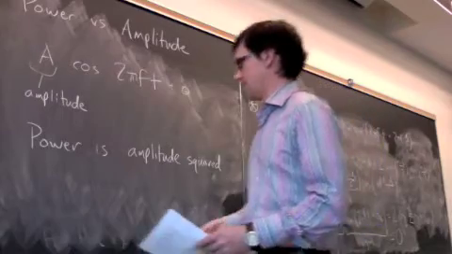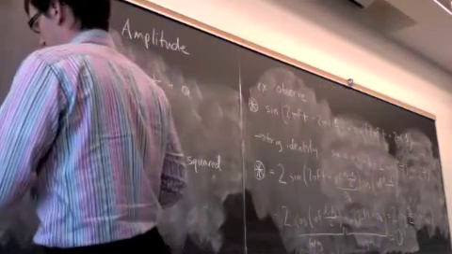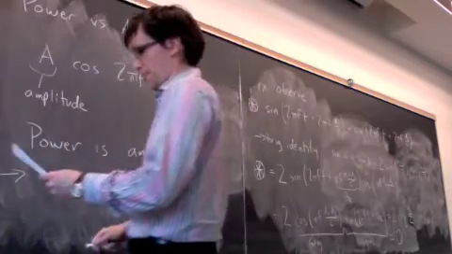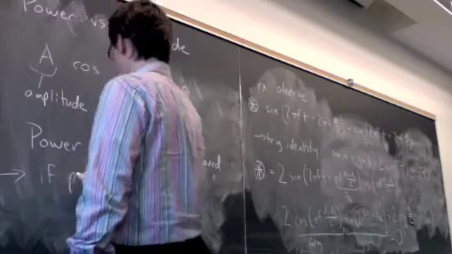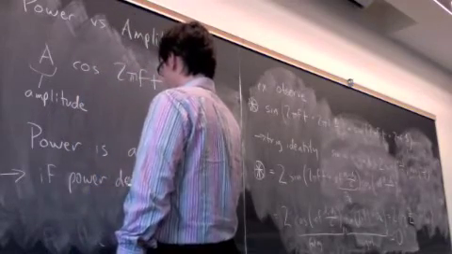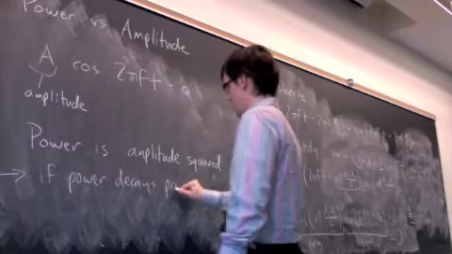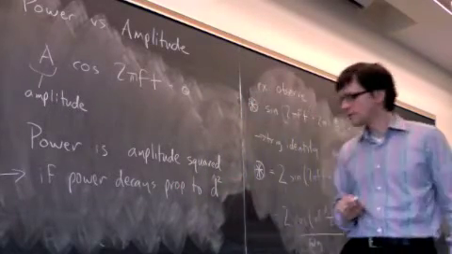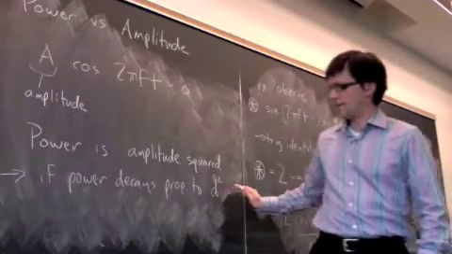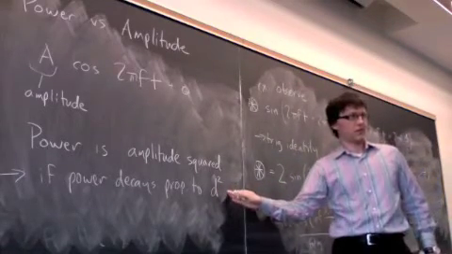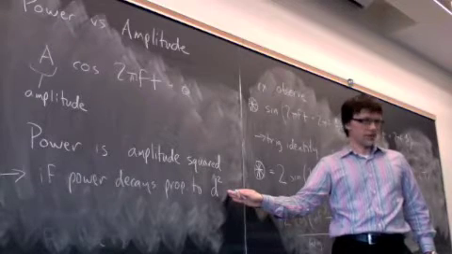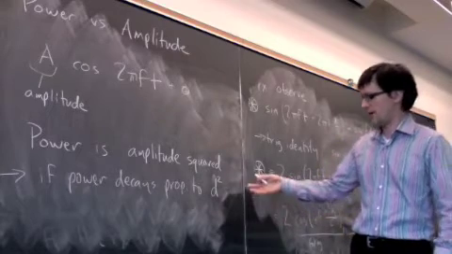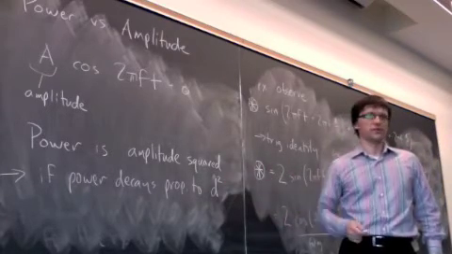Okay, one thing to notice about that is, so we said if power decays proportional to distance squared, and if that happens, what is the path loss exponent? It's 2. So if power falls off as d to the alpha, then alpha is the path loss exponent.